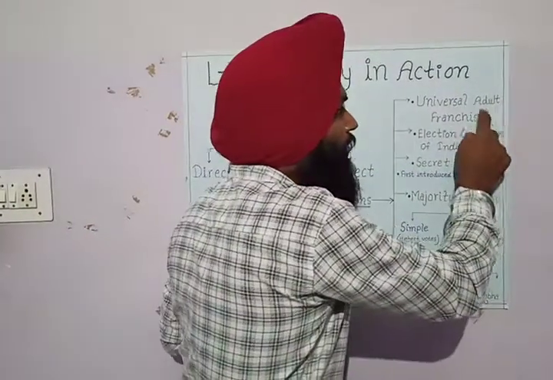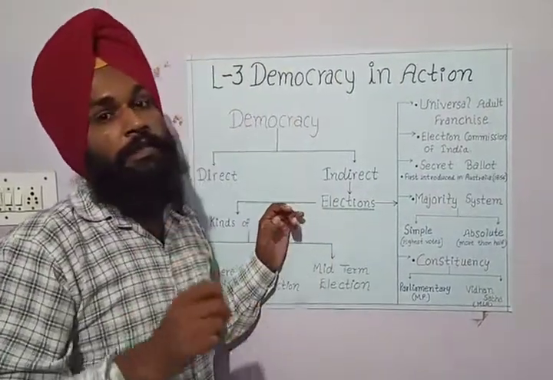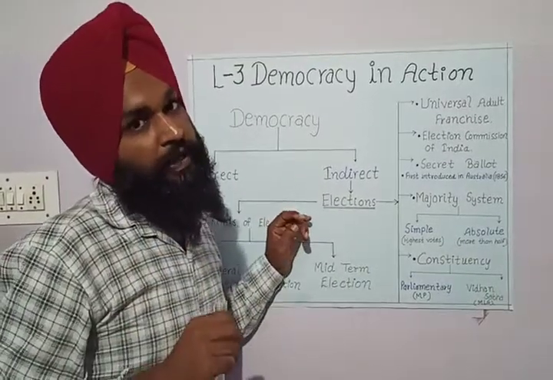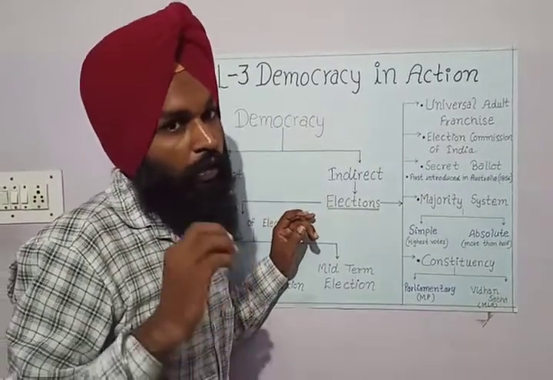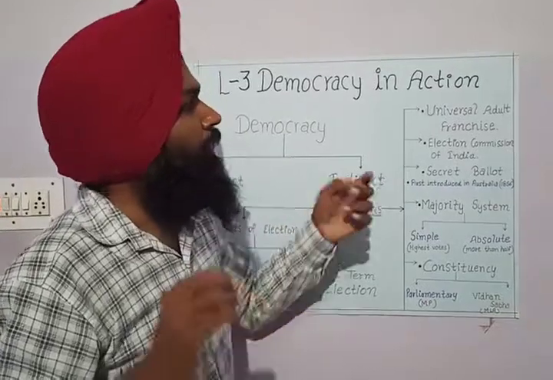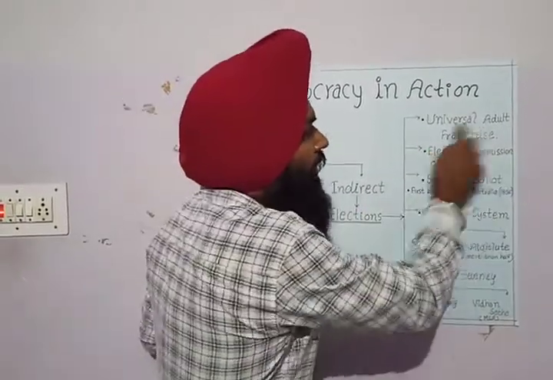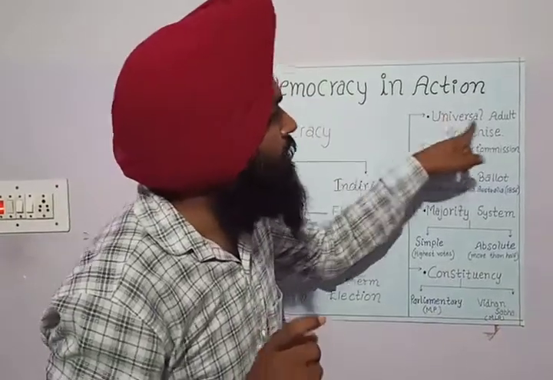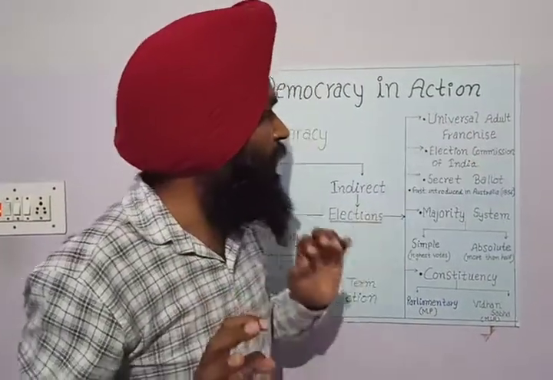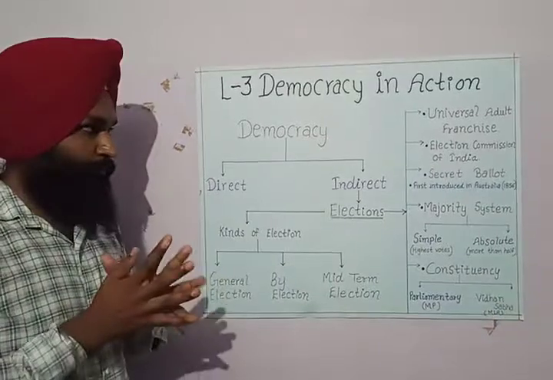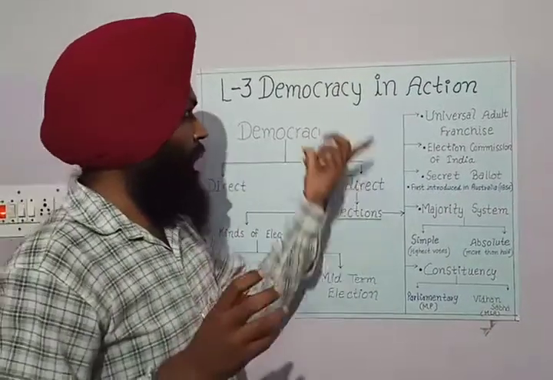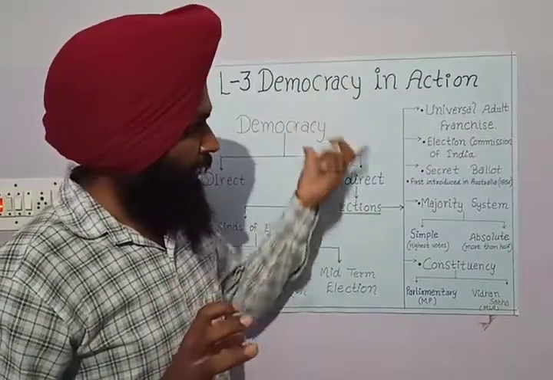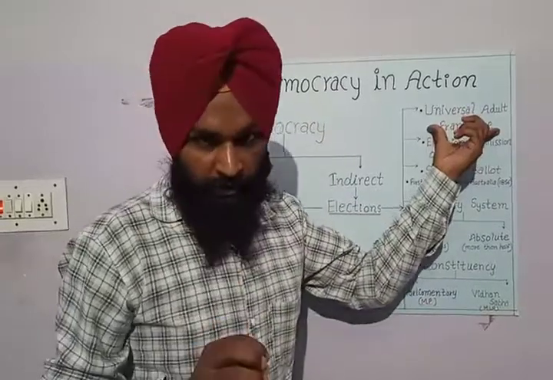And the word adult refers to citizens who are above the age of 18 years. Adult citizens are eligible for franchise, meaning right to vote. That's why it is called universal adult franchise. Clear, beta? Now, elections are held in a democracy, and they need the vote of every citizen.